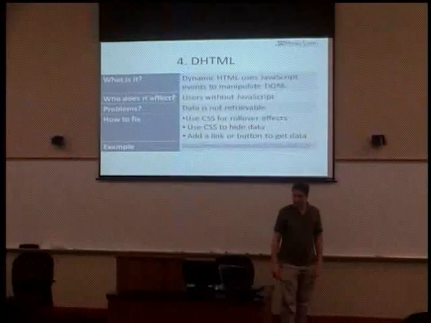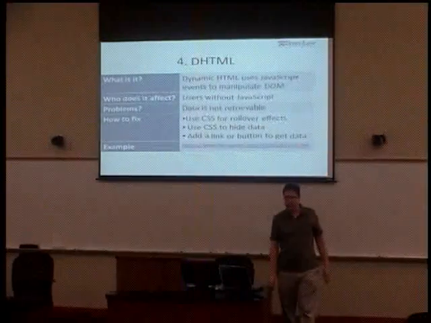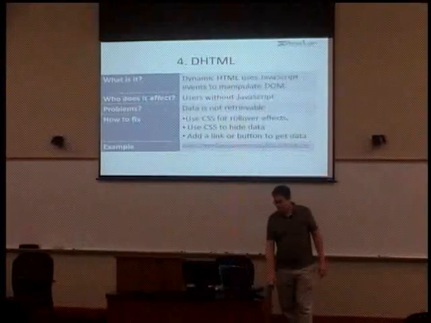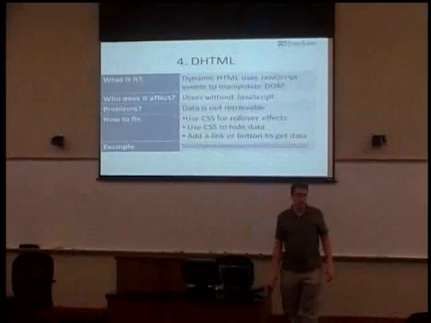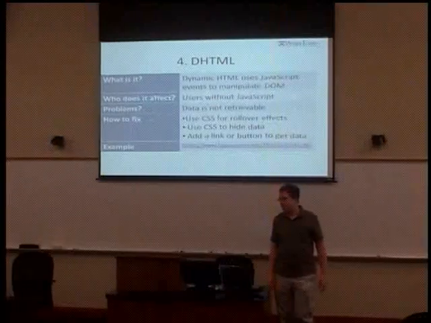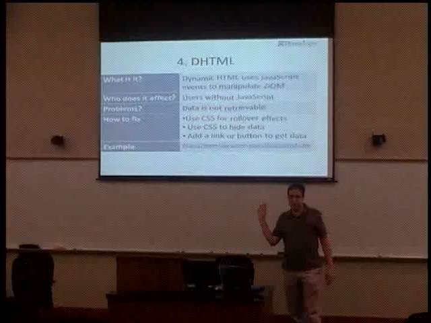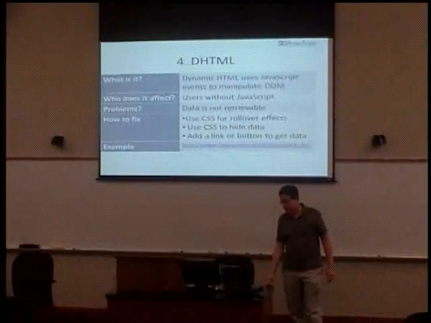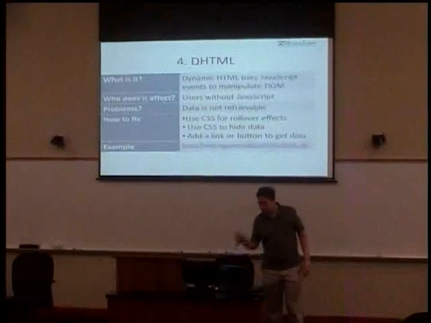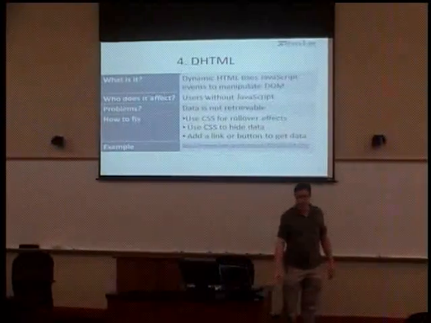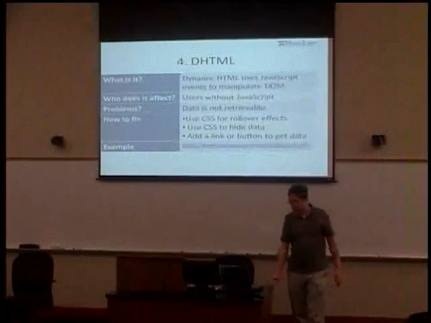Dynamic HTML is another area of a lot of JavaScript use. This is using JavaScript to manipulate elements of the document object model to make things move around on the page. A lot of what I've shown you is DHTML. If you have JavaScript disabled, you're not going to see a lot of these events.